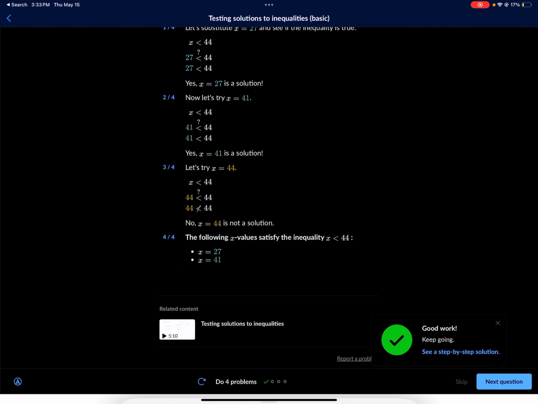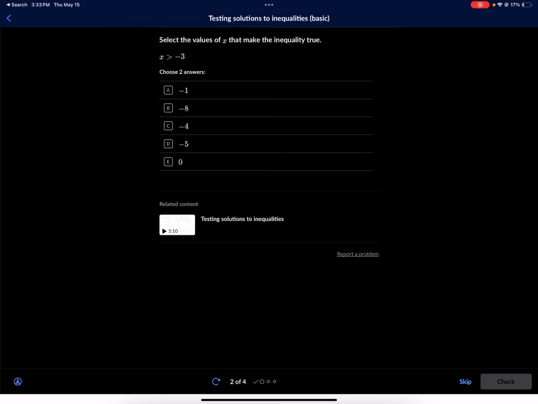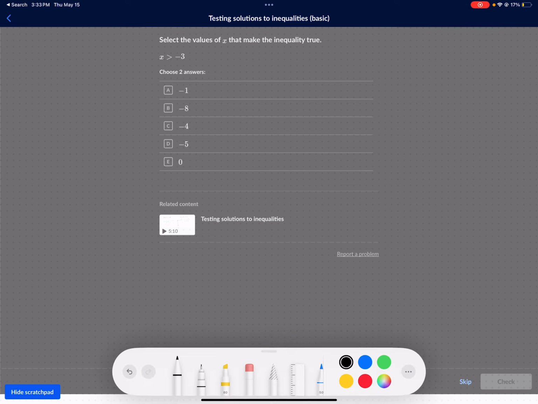Okay. Select the values of x. Let's go ahead and speed through this. Now we have negative numbers here. For negatives, it's vice versa. So when x is greater than negative 3, the number has to be less than 3 because it's opposite. It's like a different dimension. So it's negative 2, negative 3, this thing right here. So it's like inverse.